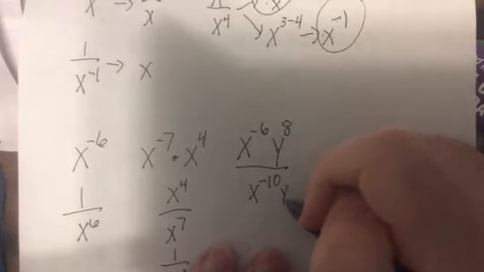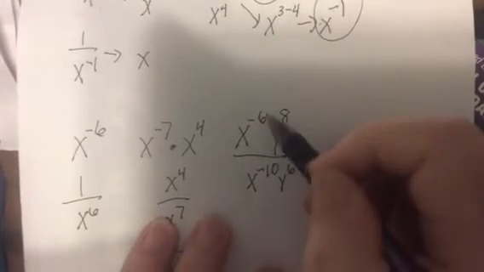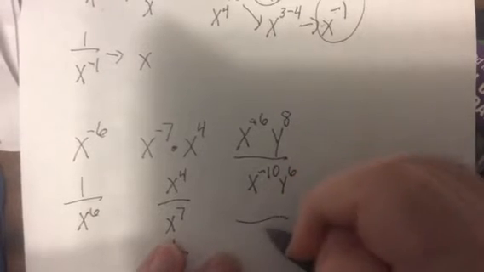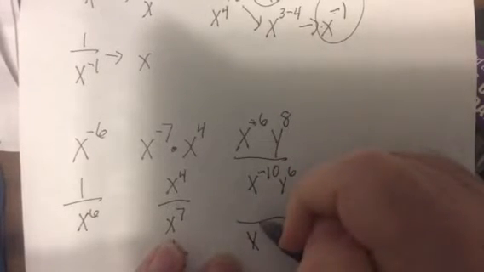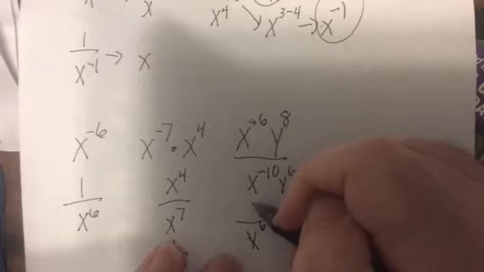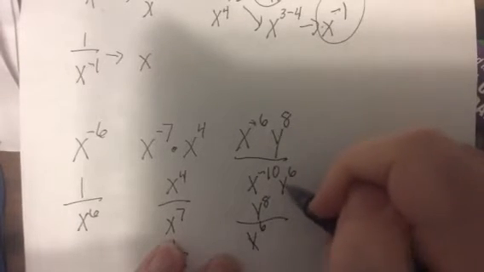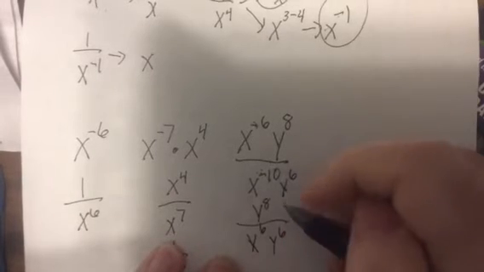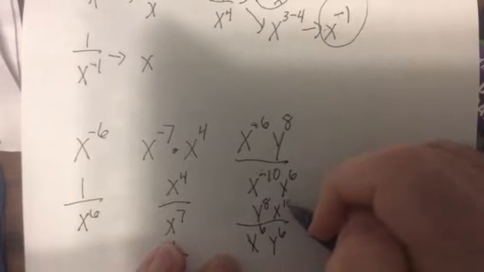We'll also do y to the 6. So this negative means I've got to move it. I'm going to move it on down. This is not negative, so I'm going to leave it alone. This is not negative, so I'm going to leave it alone. And this is negative, so I'm going to move it on up.